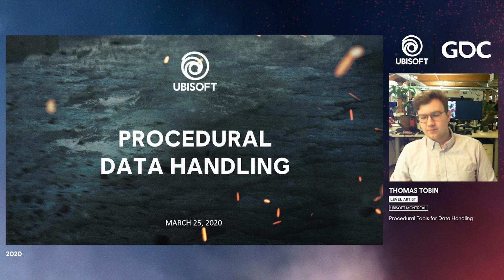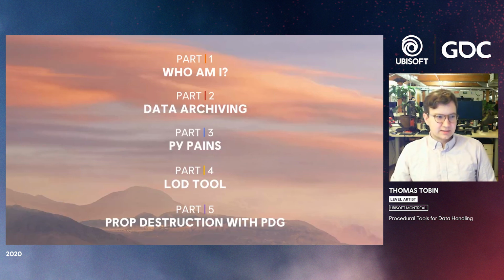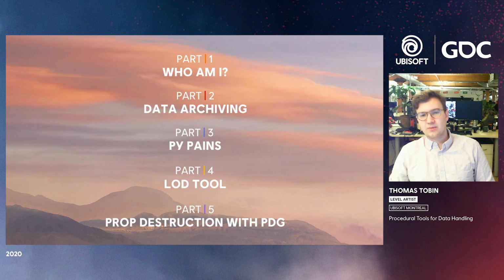The final part will be an investigation into PDG, or procedural dependency graph, and looking at some of the ways we are doing prop destruction, or investigating how we can start working on automating all of our prop destruction pipeline. So today's schedule, I'll be covering who am I, our data archiving pipeline, some of the Python pains I've gone through, learning Python of course, creating a custom log tool, and then finally a prop destruction workflow with PDG.